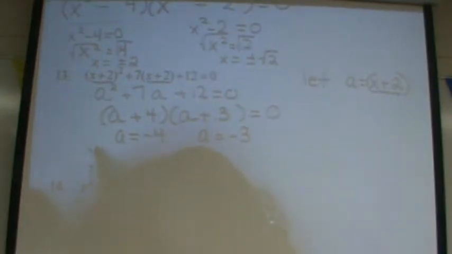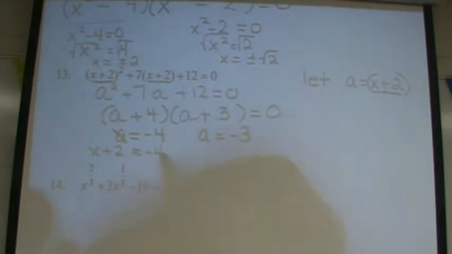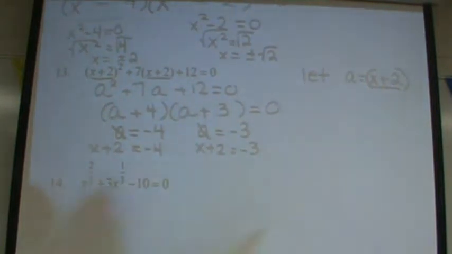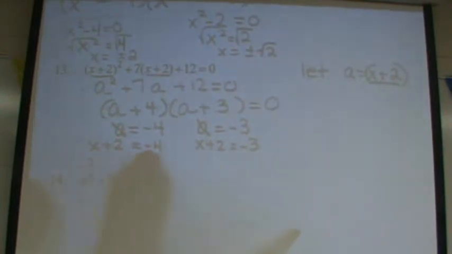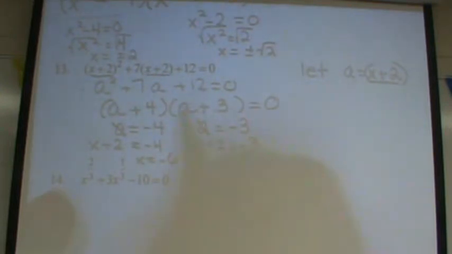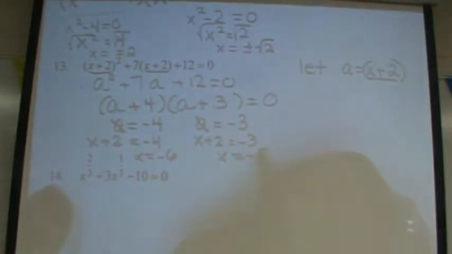So right here, because a is really x plus 2. So a is not -4, x plus 2 is really -4. A is not -3, x plus 2 is really -3. So what would x really be? Now we're going to subtract 2. So x is really -6, and x is really -5 based on subtracting 2, subtracting 2. So x is -6 and -5.